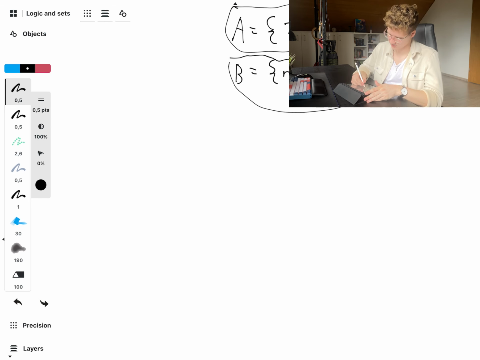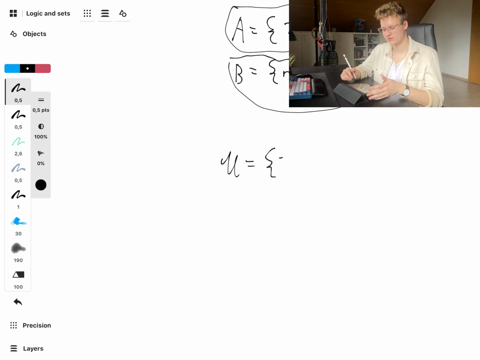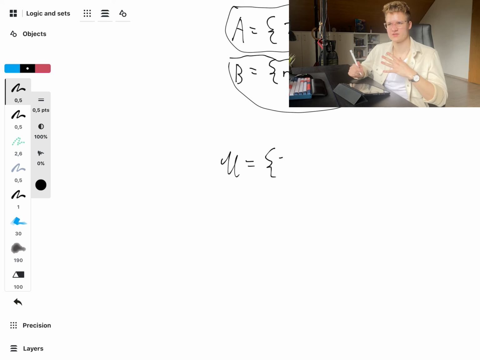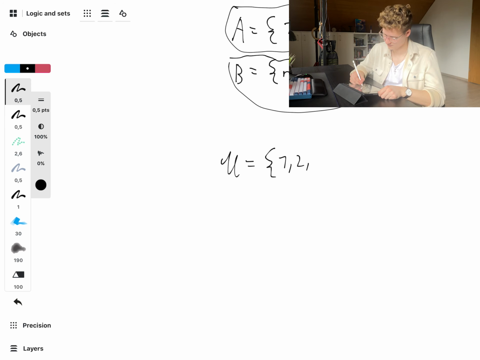So the first one is the universal set, which contains every element that we're interested in right now. So you have a general universal set which contains literally everything. But for example, you might look at a case where you have 5 elements of interest. So 1, 2, 3, 4, 5, for example. Then the universal set would contain 1, 2, 3, 4, and 5. Okay?